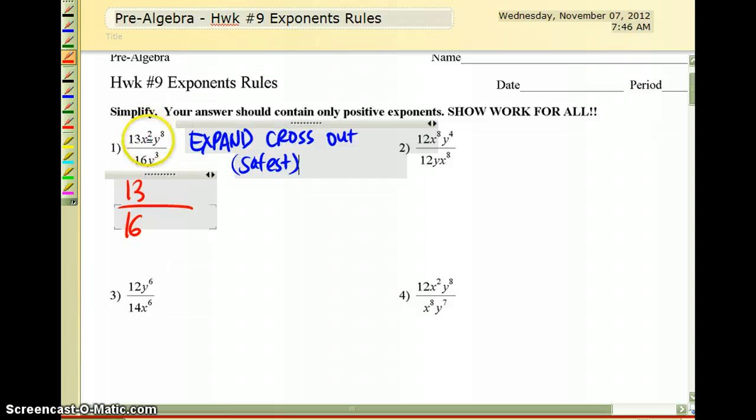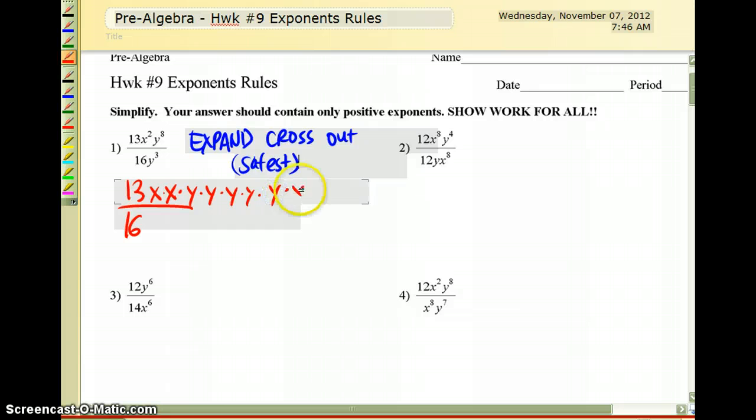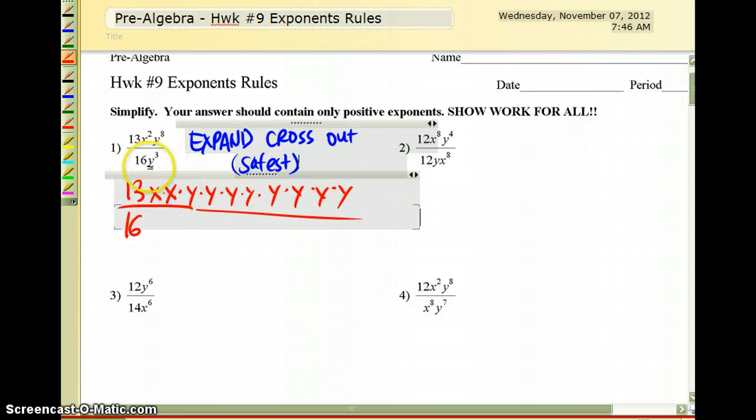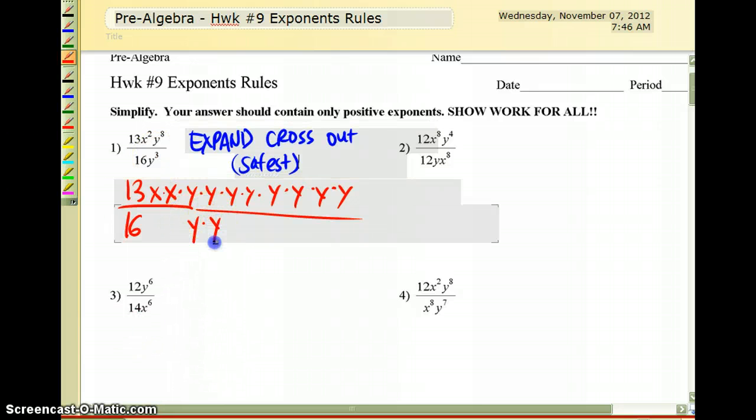I'm going to expand out the x to the second power, which would give me x times x. I'm going to expand out the y to the 8th power, which would give me times y times y times y. I'm going to have 8 y's here. Then in my denominator, I have y to the 3rd power, which is going to give me 3 y's. I'm going to line up the y's just to help me organize so that I don't miss any.